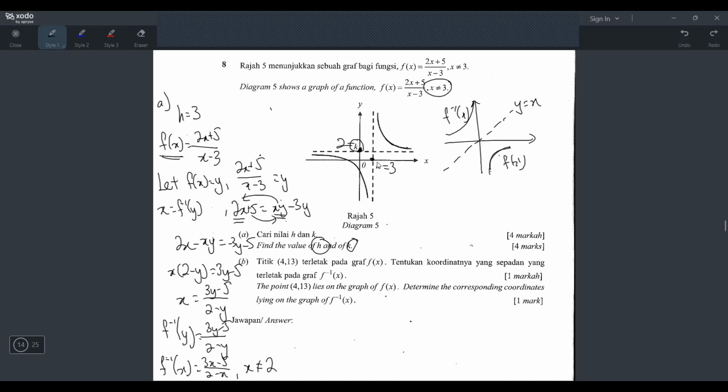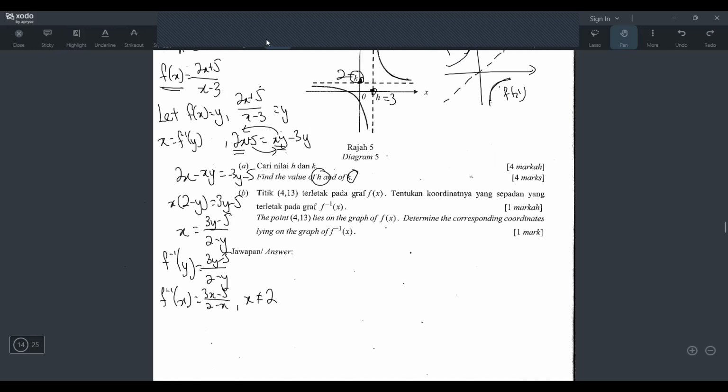Okay, so I repeat one more time. H is the undefined case for f(x). K is the undefined case for f inverse. Okay, so this is how you do it. Now I think I should write one more time, right? So H equals 3, K equals 2.